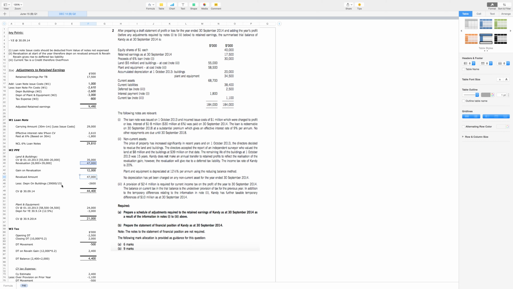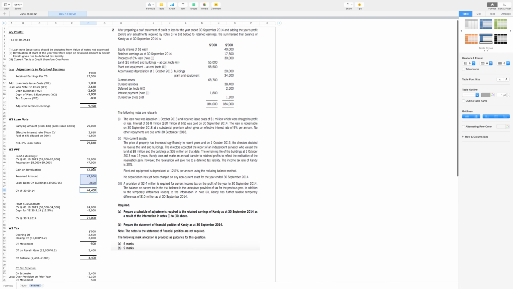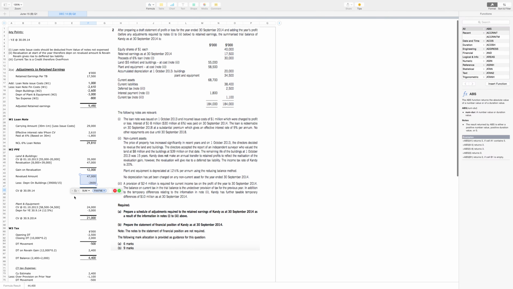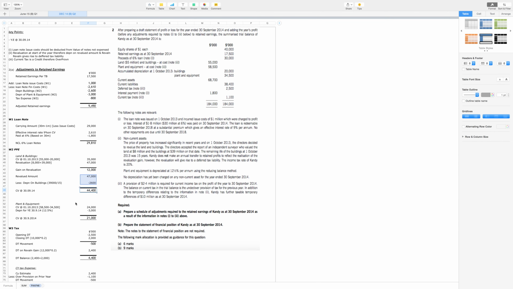So here we have our 39 million from the revaluation of our buildings divided by 15 to give us a year's worth of depreciation for that building for the year ended 30th of September 2014. Deducting this from our overall land and buildings value, we come down to a carrying value of 44,400,000. This is our carrying value for land and buildings in our statement of financial position.